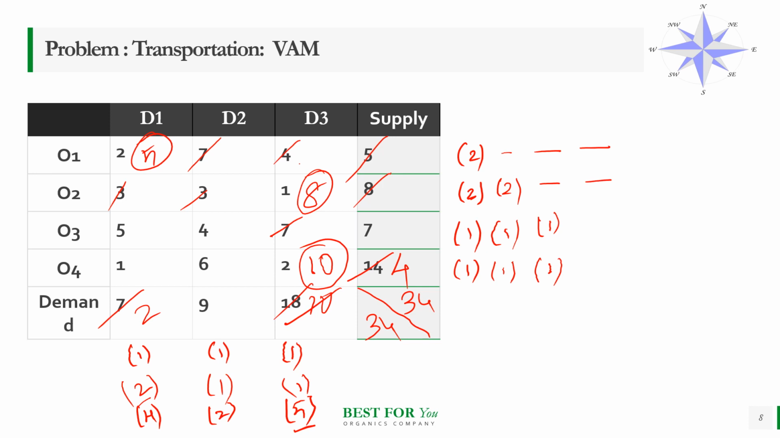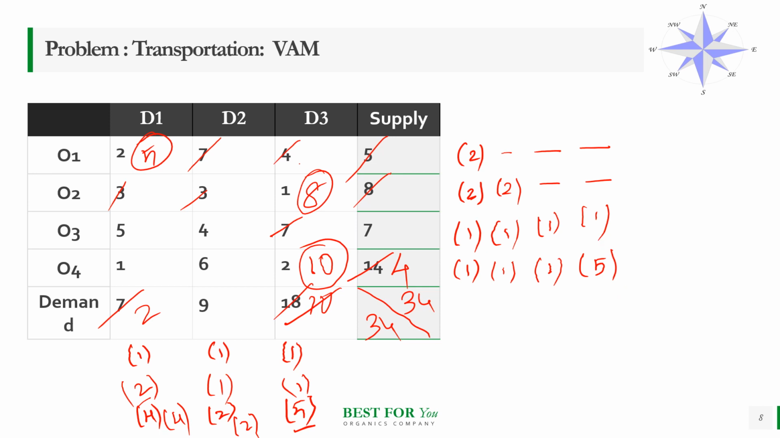Now 4 and 5, the difference is 1. For 1 and 6, the least is 1 and the next least is 6, so the difference is 5. In the first column we have 1 and 5, the difference is 4, and for the next one the difference is 2. Now the highest difference is 5.